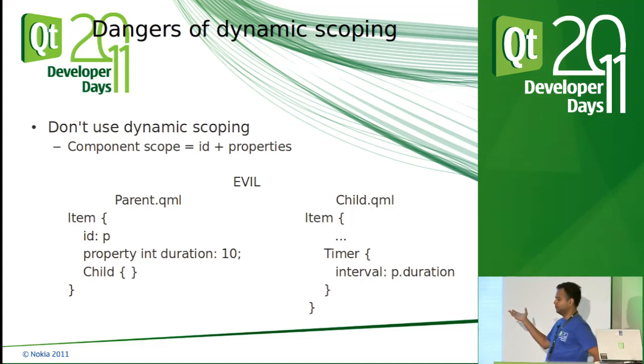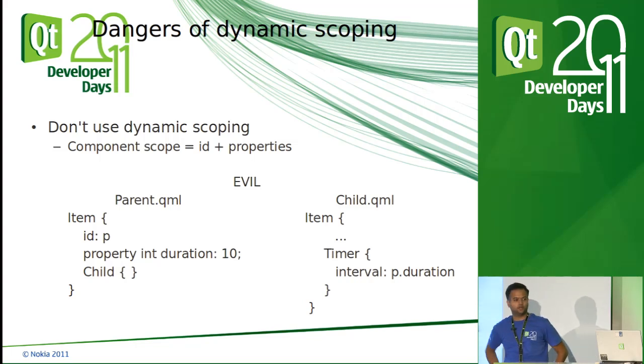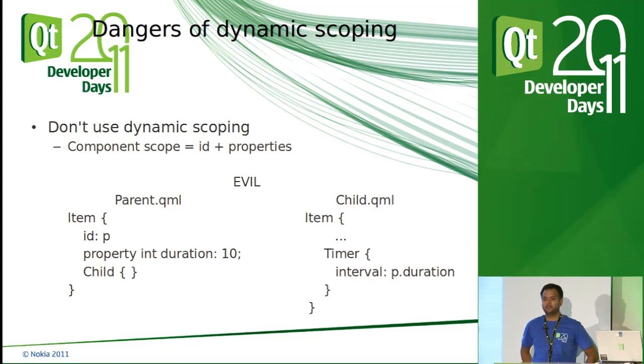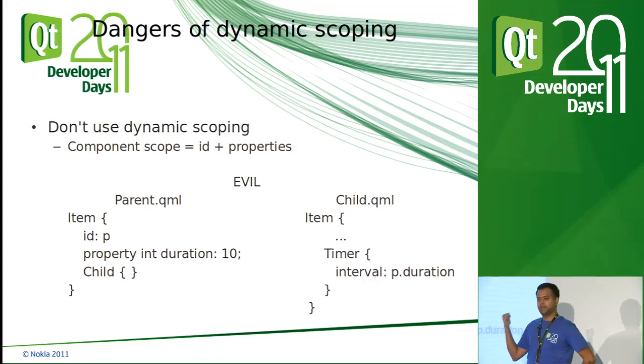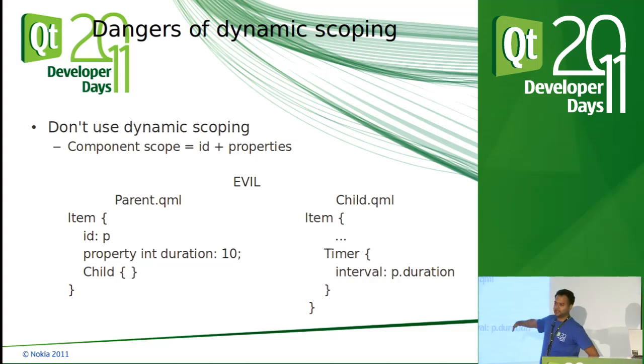If you see parent.qml, it has a property called duration with a value 10. It has a child element called child. And in child.qml, notice how you can actually access p.duration. This whole access mechanism works simply because of dynamic scoping, right?